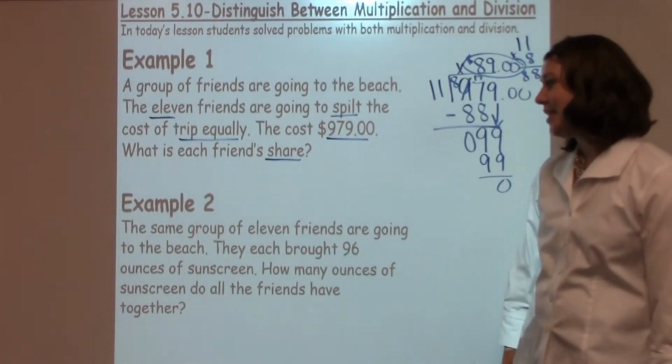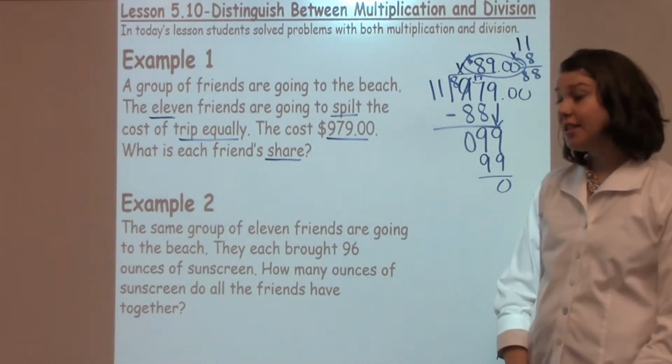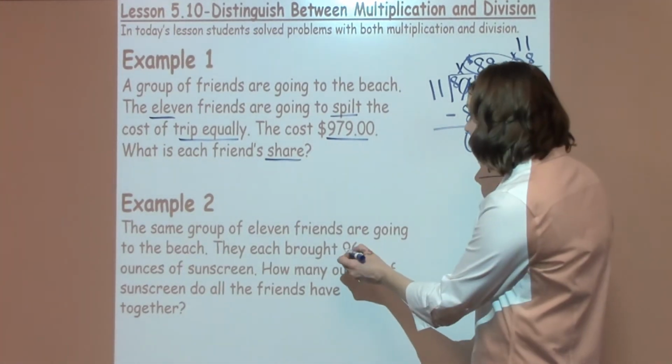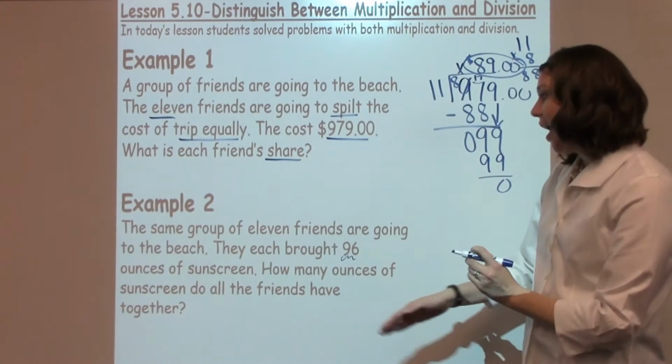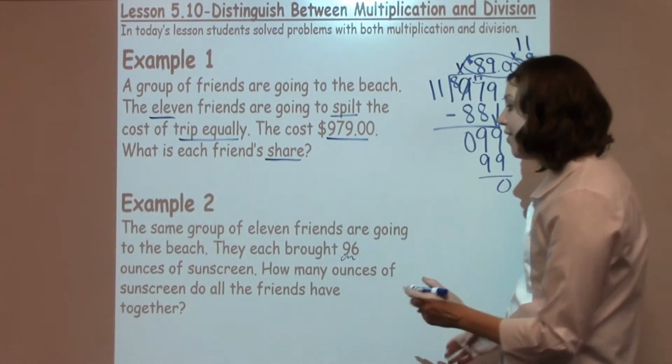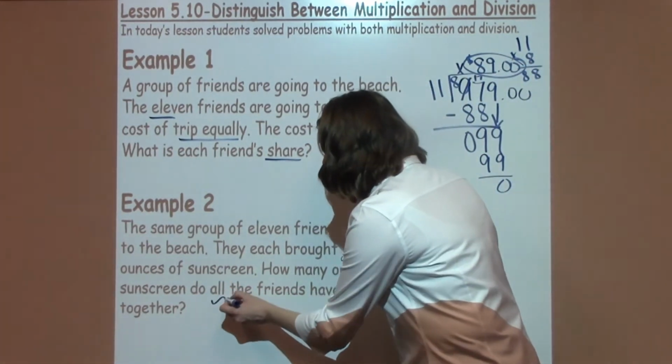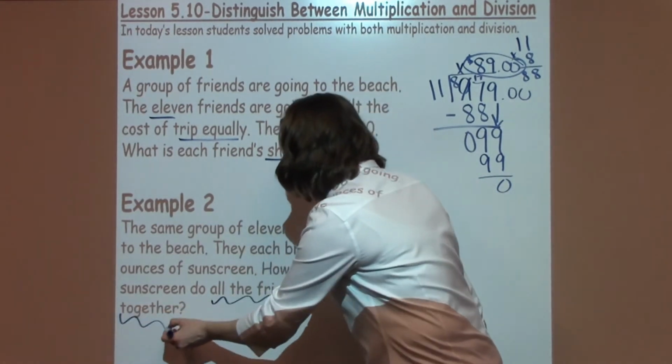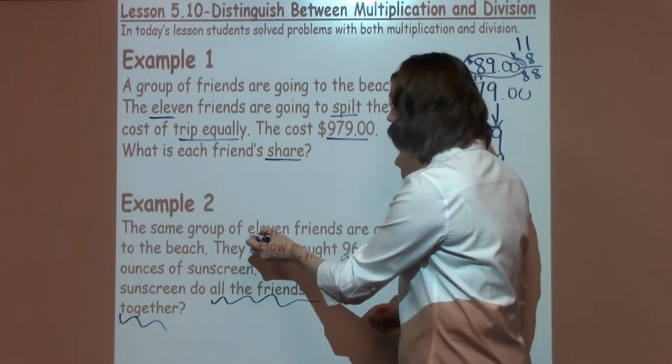For example 2, it says the same group of 11 friends are going to the beach. They each brought 96 ounces of sunscreen. How many ounces of sunscreen do all the friends have together? So I want to know how much they all have together, and that there are the 11 friends again.